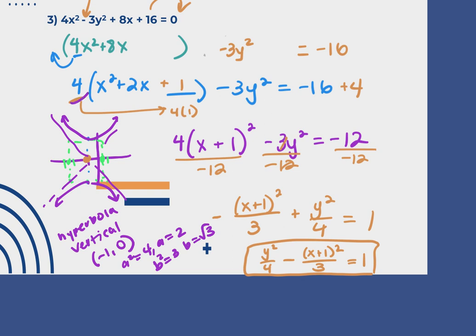So when you have a number on the front, whatever you add here, normally you add to this side, but you have to multiply it by the number that's on the front first. So instead of adding 1, we add 4.